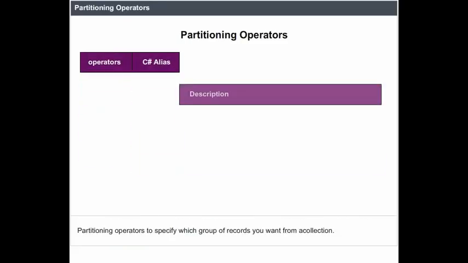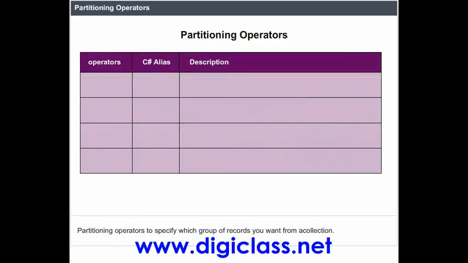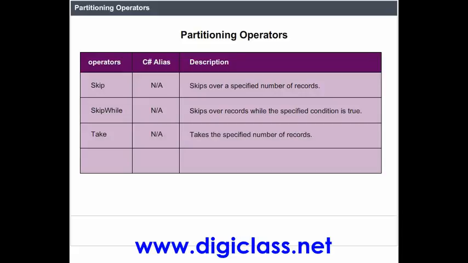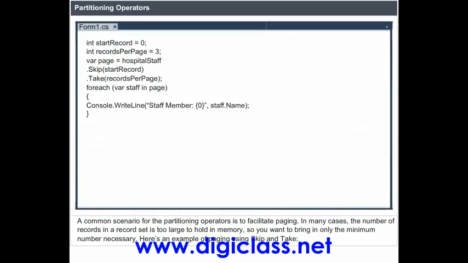Partitioning operators. Partitioning operators specify which group of records you want from a collection. Skip skips over a specified number of records. SkipWhile skips over records while the specified condition is true. Take takes the specified number of records. TakeWhile takes records while the specified condition is true. A common scenario for the partitioning operators is to facilitate paging. In many cases, the number of records in the record set is too large to hold in memory, so you want to bring in only the minimum number necessary. Here's an example of paging using Skip and Take.